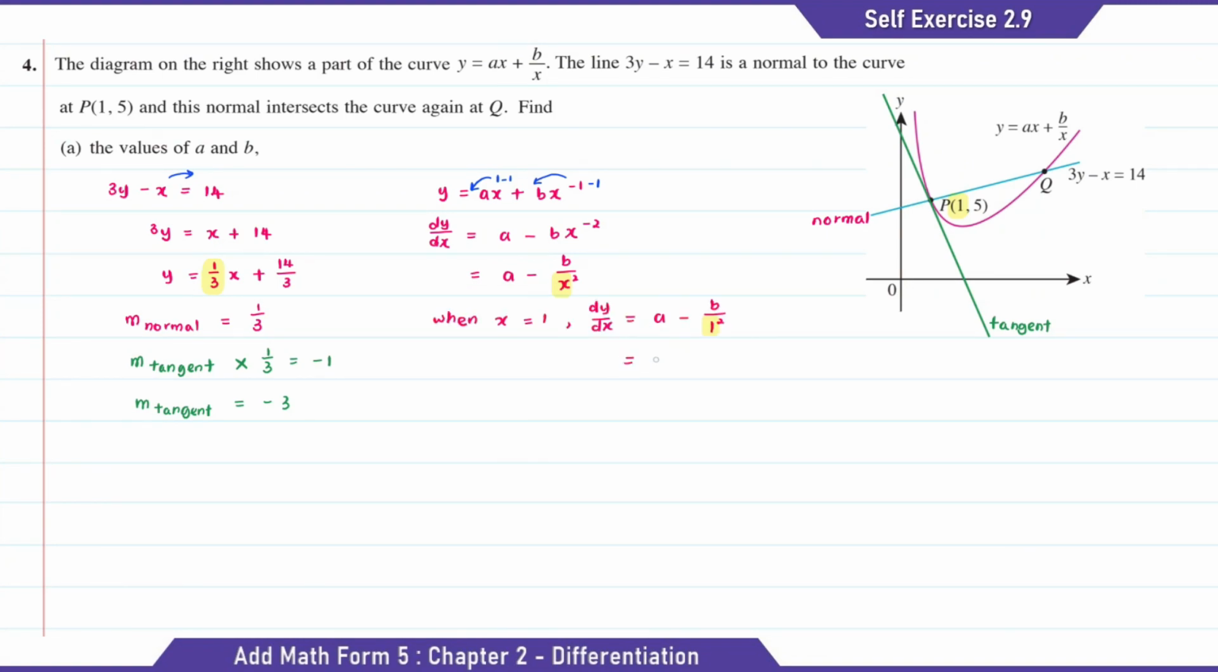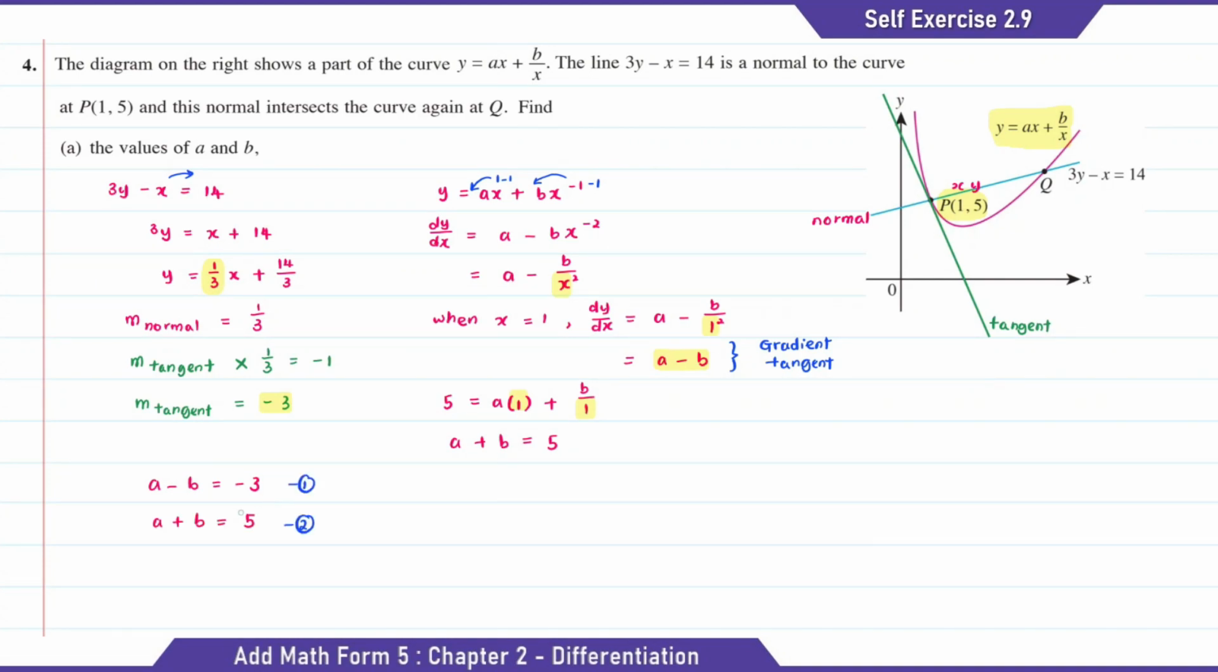Then dy/dx equals a minus b. As negative 3 and a minus b both refer to the gradient of the tangent, then a minus b equals negative 3. To solve this, we will need another equation. As point P is one of the points on the curve, we can substitute the coordinates of P into the equation of the curve. Then we're going to get a plus b equals 5.